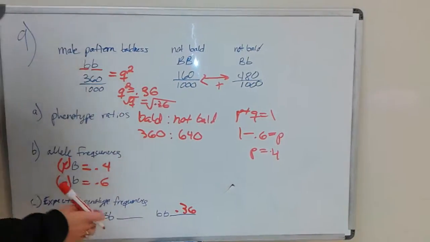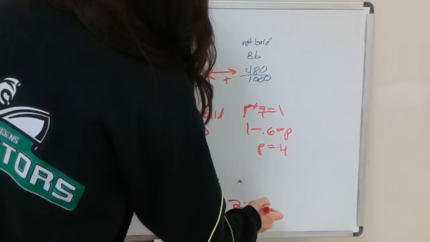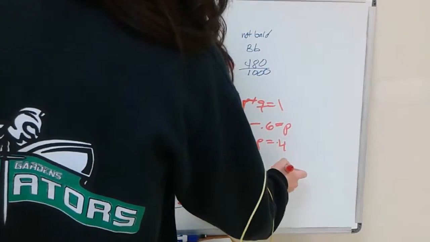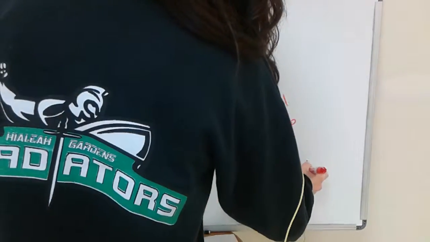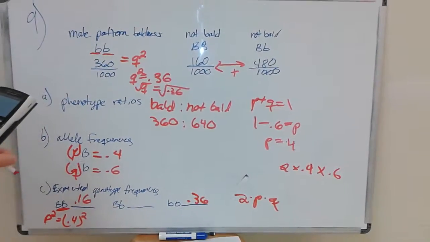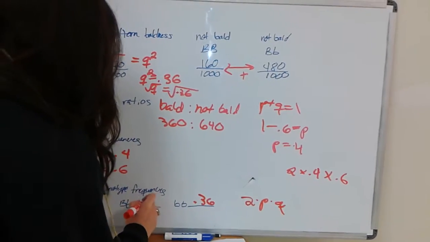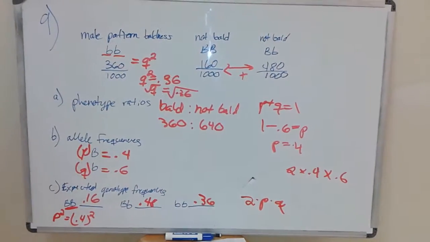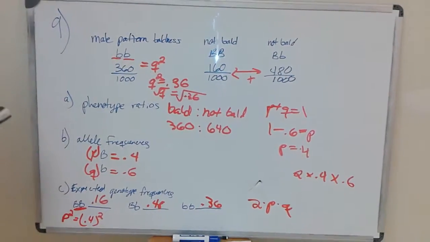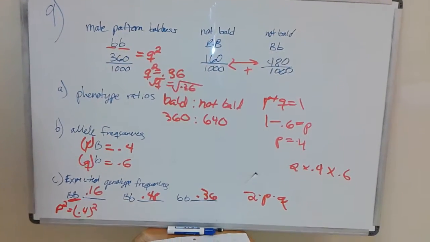And then in order to find the heterozygous genotypic frequency, all we'd have to do is 2 times p times q, which would be 2 times 0.4 times 0.6. Do that, and we would get 0.48. And if you want to check your answers to make sure that these frequencies are correct, you would add all of them and they should equal 1. So 0.16 plus 0.48 plus 0.36 is equal to 1.